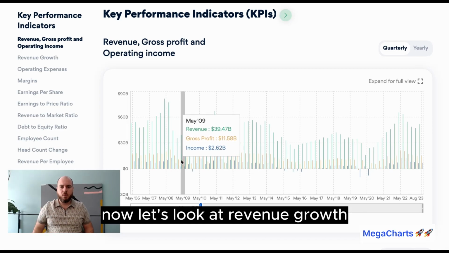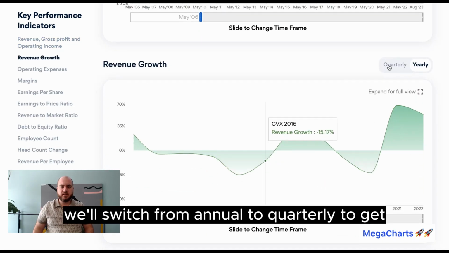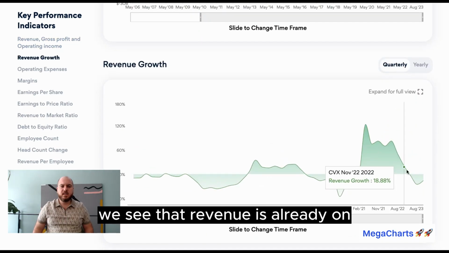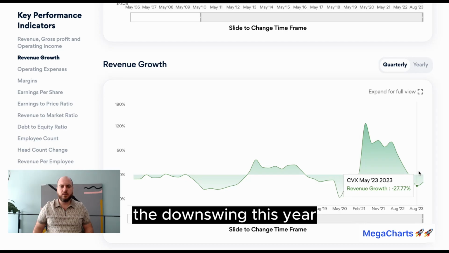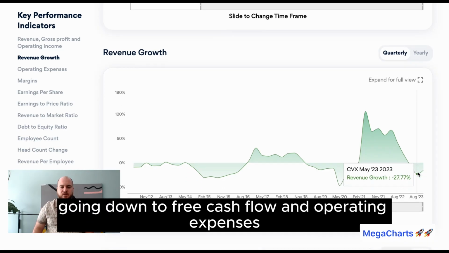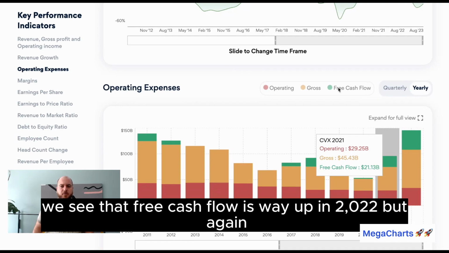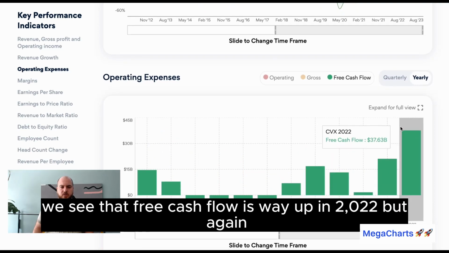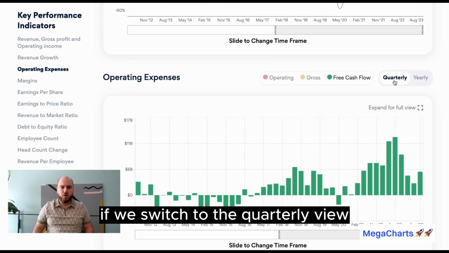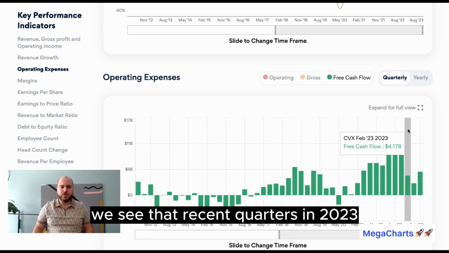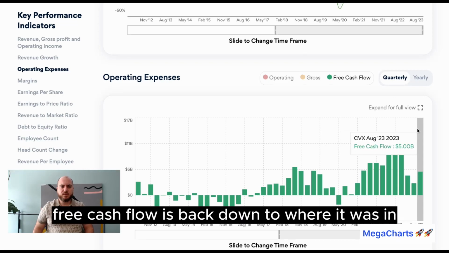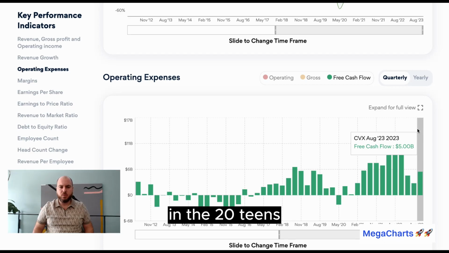Now let's look at revenue growth. We'll switch from annual to quarterly to get the most recent data. And again, we see that revenue is already on the downswing this year. Going down to free cash flow and operating expenses, we see that free cash flow is way up in 2022. But again, if we switch to the quarterly view, we see that in recent quarters in 2023, free cash flow is back down to where it was in the 20 teens.